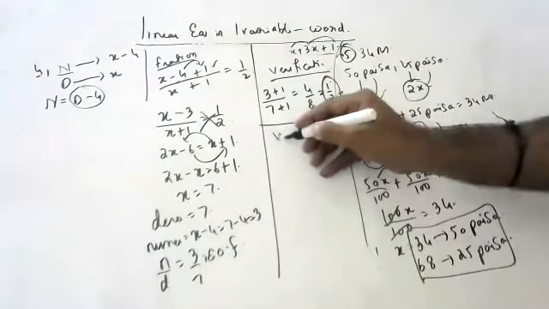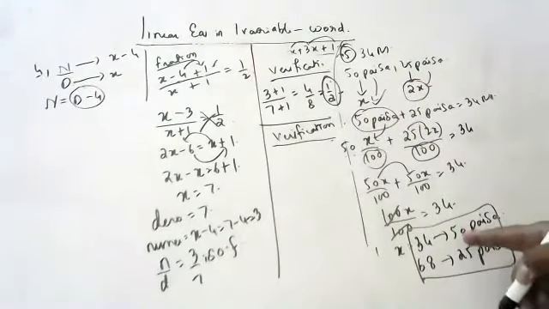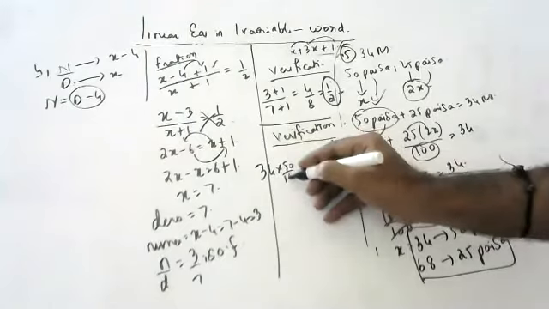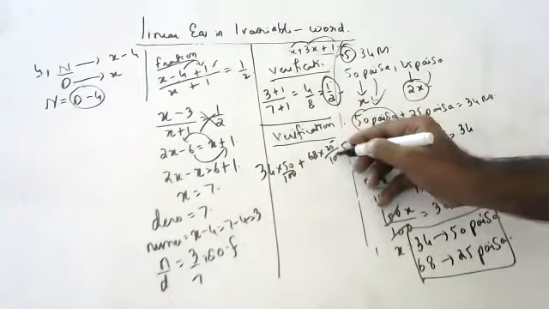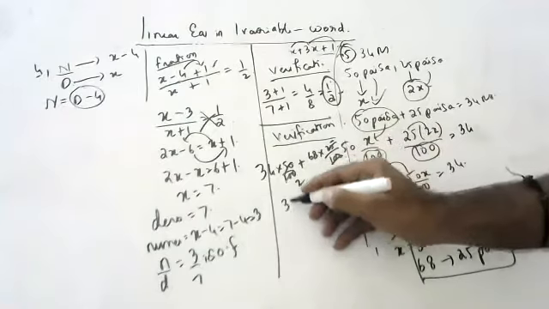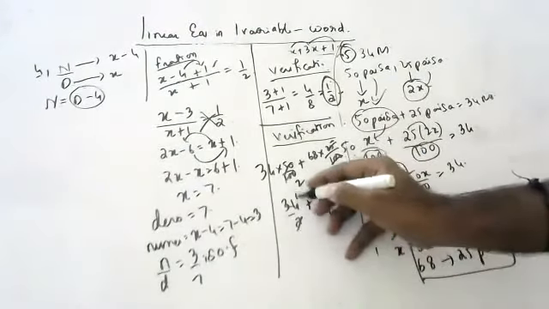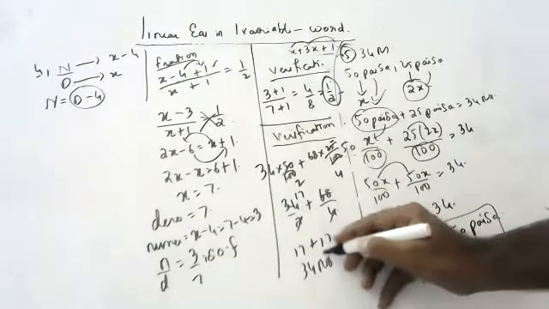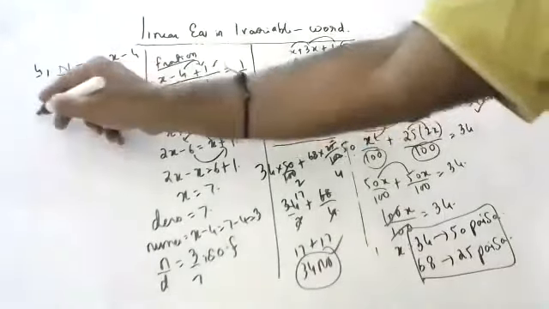Can you help me with verification? If x is the number of 50 paisa coins, then 34 coins are 50 paisa coins. 34 into 50 by 100 plus 68 into 25 by 100: 34 by 2 plus 34 by 2 plus 68 by 4 is equal to 34. Yes. Okay, next.